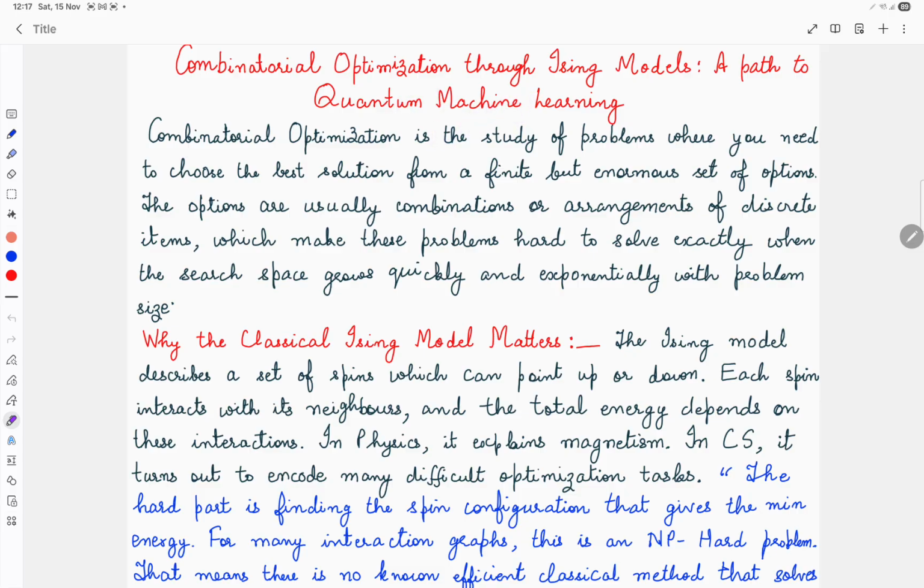So all in all, what I mean to say is that many combinatorial optimization problems can be encoded as an Ising type Hamiltonian. This makes them suitable for quantum implementation, where the task is reduced to finding the ground state or the minimum energy state, often giving a more favorable computational pathway.